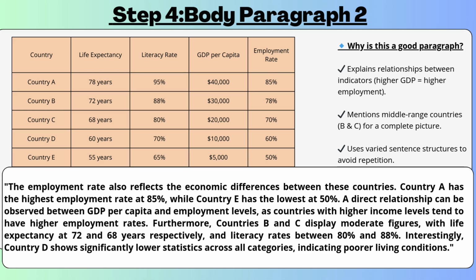To present a complete analysis, it's also important to mention middle-range countries. Countries B and C show moderate figures with life expectancy at 72 and 68 years, while literacy rates range from 80% to 88%. However, country D stands out with significantly lower values across all indicators, reflecting poorer living conditions. This paragraph is effective because it connects economic indicators, provides a balanced overview of all countries, and uses varied sentence structures to avoid repetition. These elements contribute to a clear, well-developed, and high-scoring response.